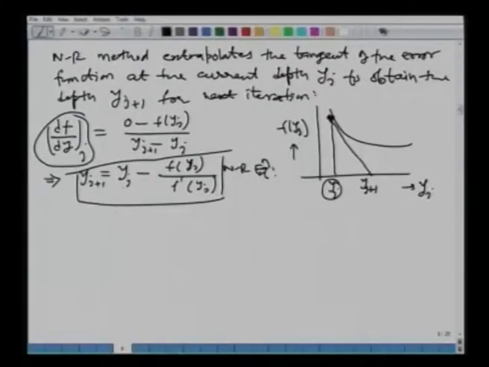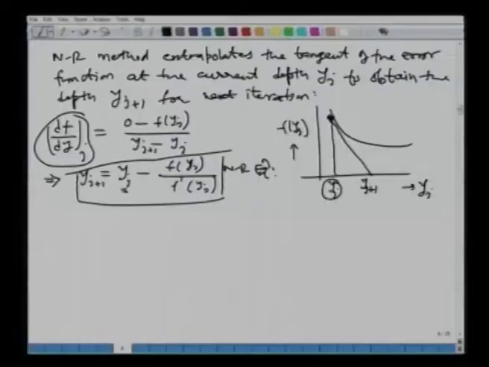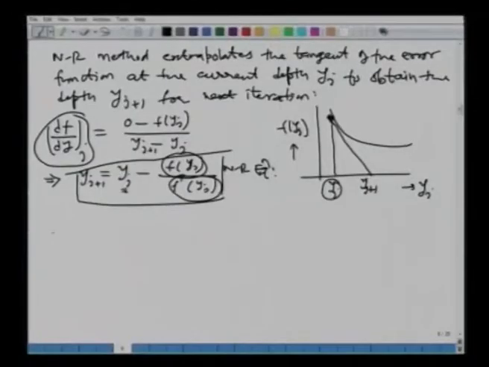So, what we can do is start with any arbitrary value of y j, calculate your function and the derivative of the function, and that will give you the depth of flow at the next iteration, and we keep on doing it. However, we need to find out what this function and f prime of the function are, because the function we are dealing with is extremely complicated. So, let us look at this function, which will be in the form of the Manning equation.